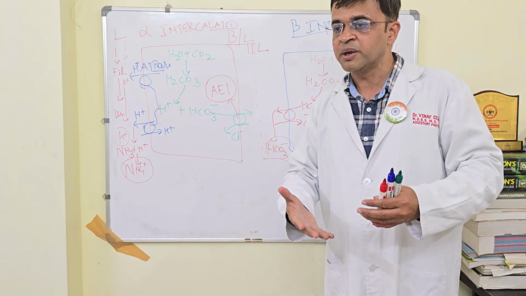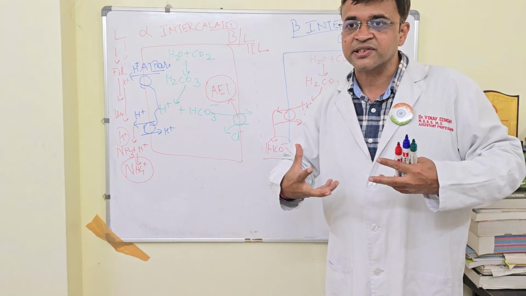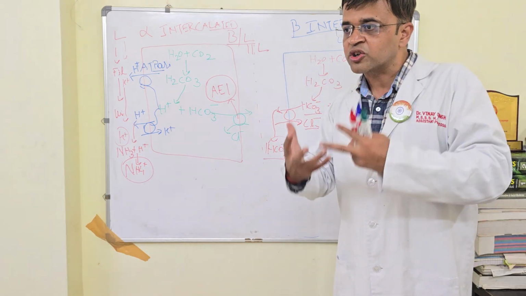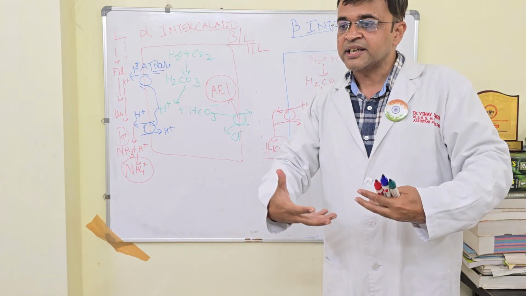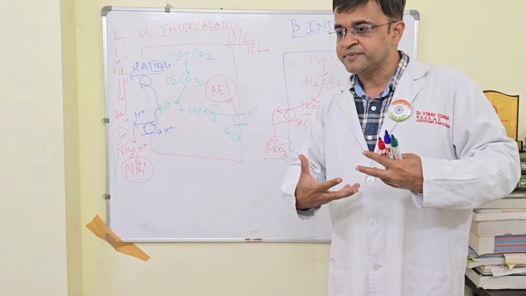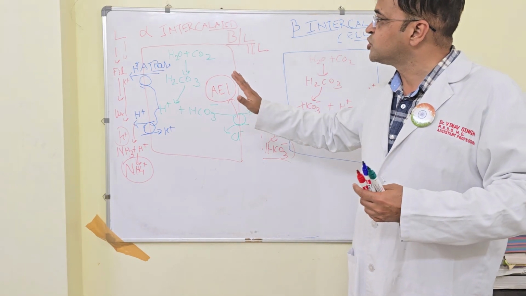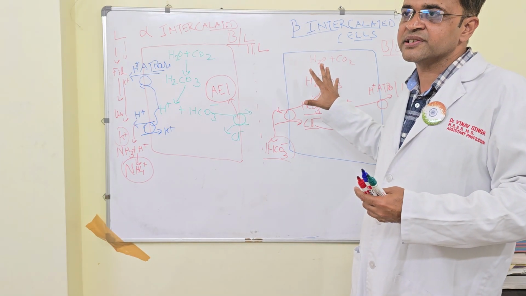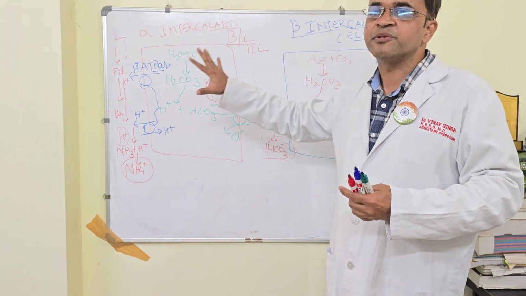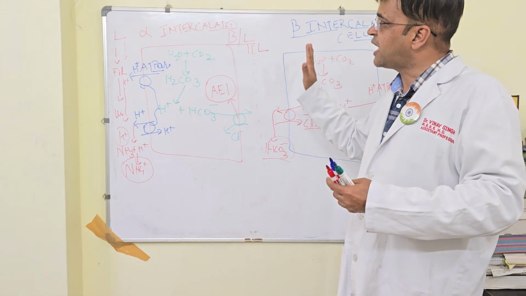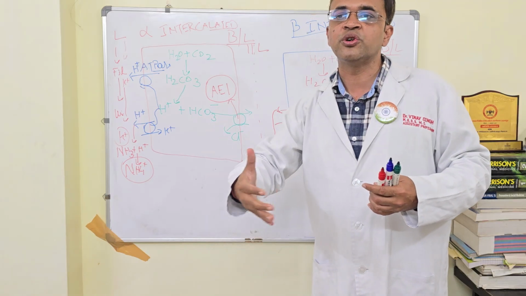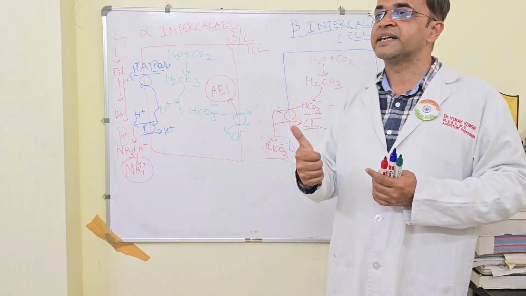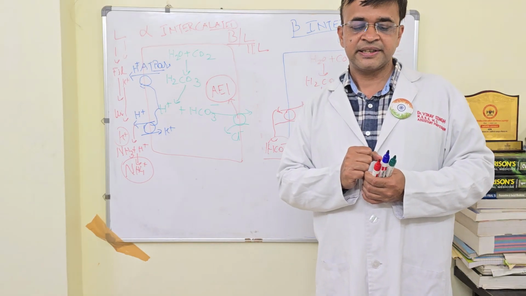Now normally the body has a lot more H plus ions because of protein metabolism. A lot of H plus is being produced in the body, right? So in normal conditions, you will have a lot more alpha intercalated cells compared to beta intercalated cells, roughly 2 to 3 times more. In normal conditions, the alpha intercalated cells are going to dominate, almost 3 times compared to beta intercalated cells.